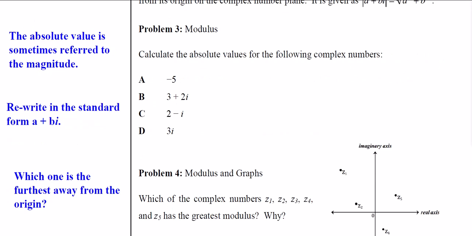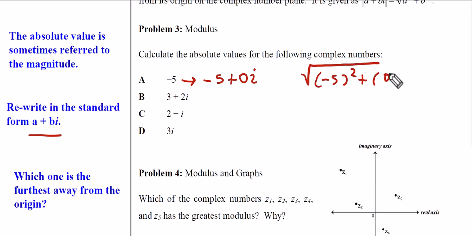So if we look at problem 3, if we rewrite this as a complex number in a plus bi form, the absolute value of this is going to be negative 5 squared plus 0 squared. We're only inputting the actual real and imaginary parts. We're not typing in the imaginary unit itself. Now, of course, this ends up being a positive 25. We've been practicing with parentheses quite a bit. Plus 0 squared is square root of 25.